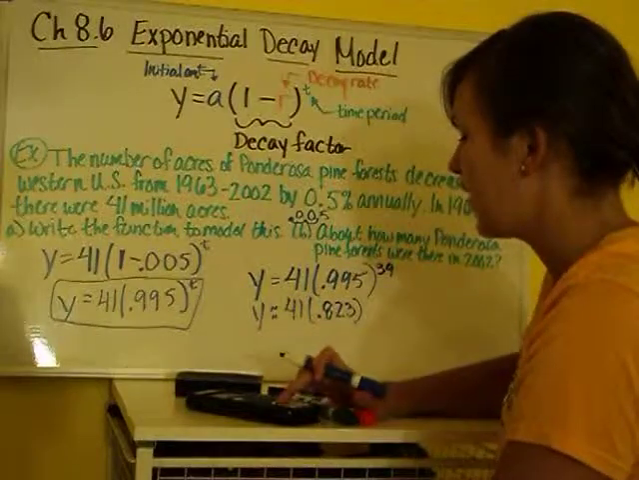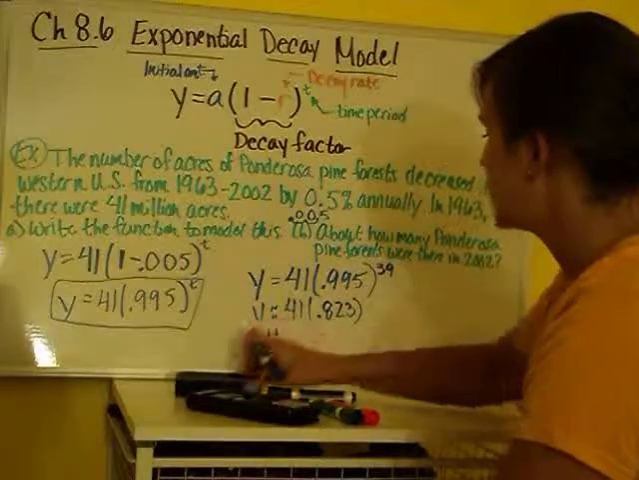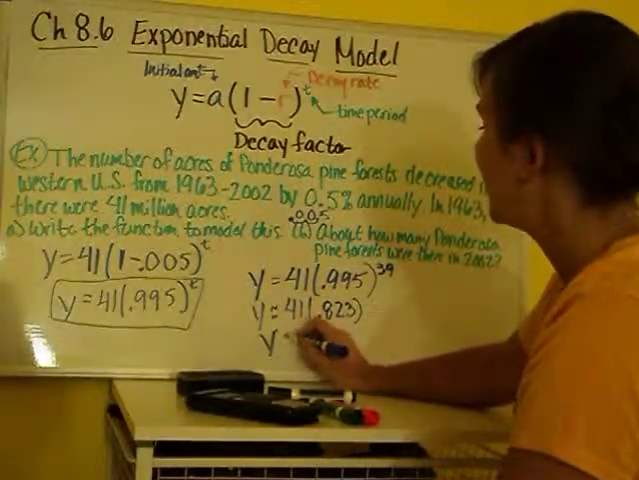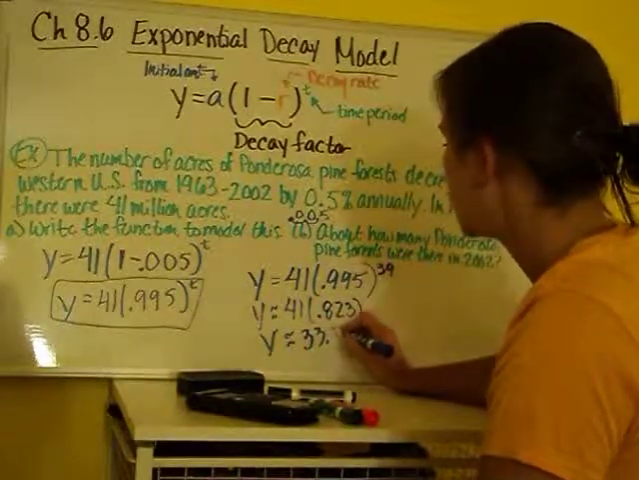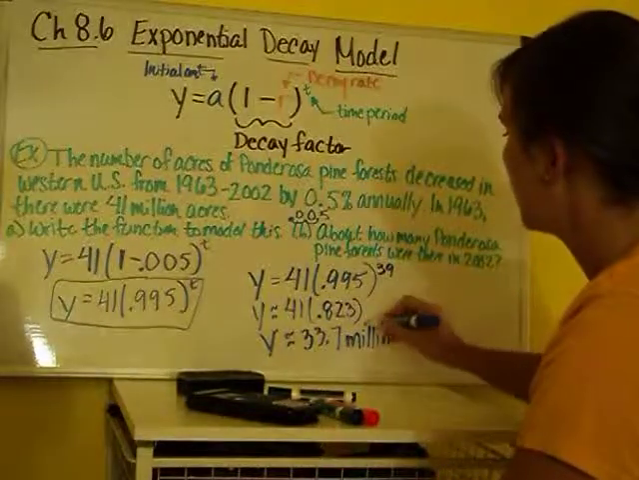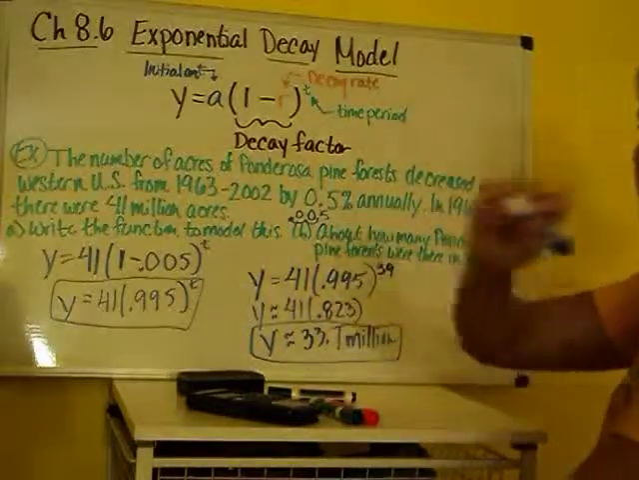And then if we multiply that by our 41, we get y is about 33.7 million acres. Not like my last name, but the number, million.